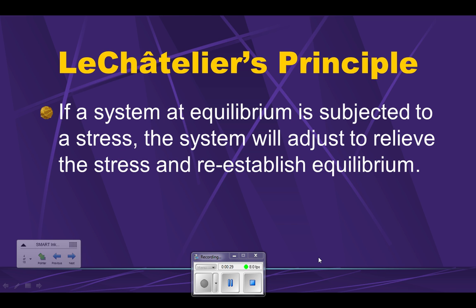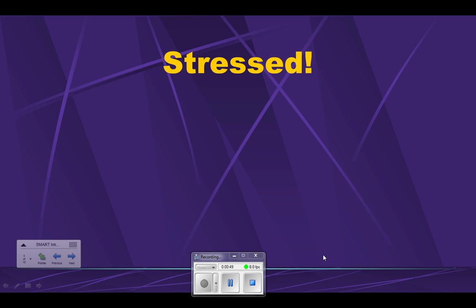Okay, so we have to have a system, and it could be a chemical equilibrium, it could be the solution equilibrium, it could be lots of other kinds of equilibrium, and when something is done to it that messes up the equilibrium, then that system will adjust to get rid of that thing that messed it up and then try to reestablish an equilibrium. Not exactly the same equilibrium, it'll be in a different position, but it'll be equilibrium again.